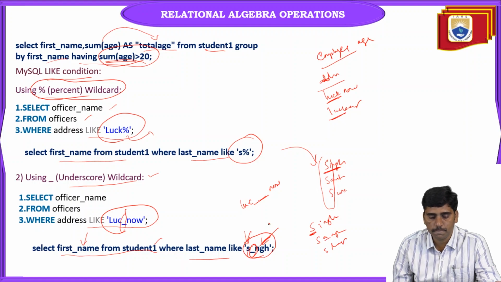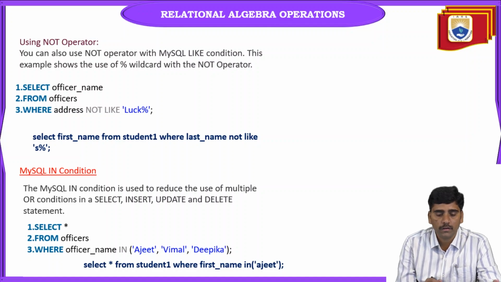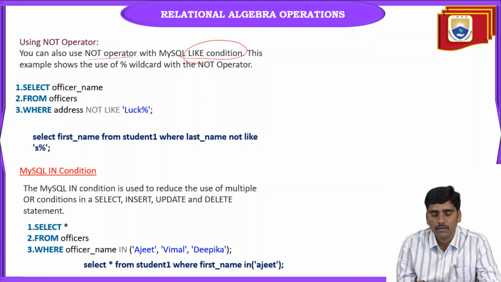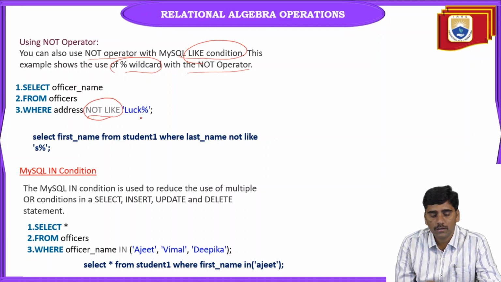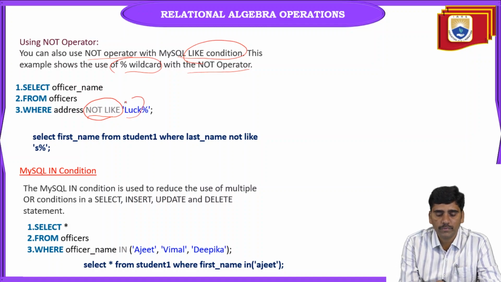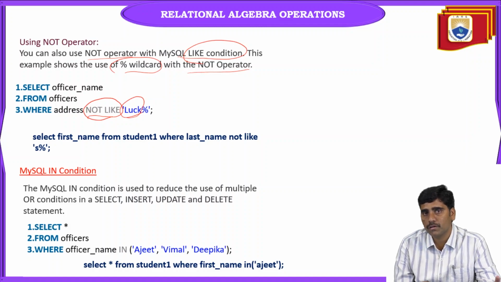Using the not operator. You can also use the not operator with the MySQL like condition, and this example shows the use of the percent wildcard with the not operator. Instead of like, we can use not like. That means whatever address starts with luck will not be displayed. Other than luck will be displayed.